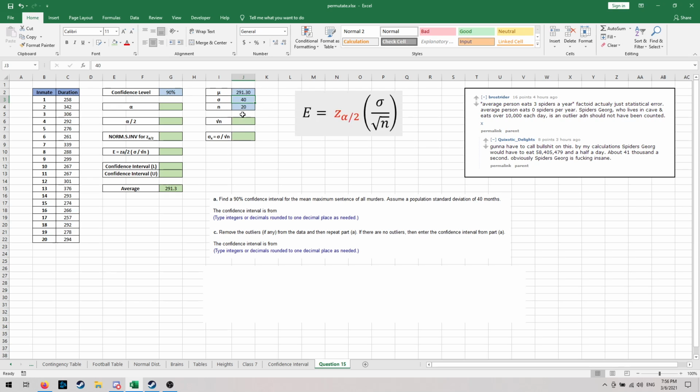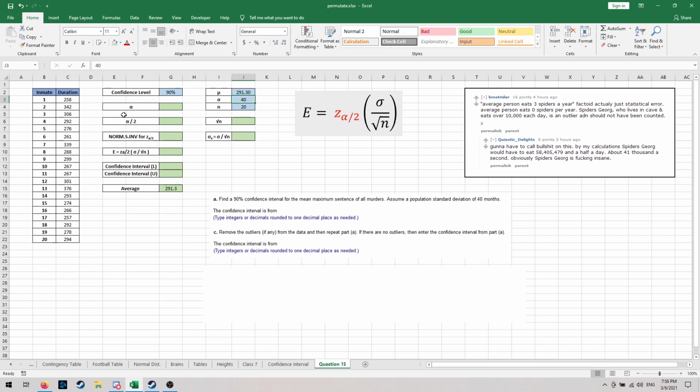So now that we have these four numbers, this is actually everything we need to finish out our equation. We're just going to go left to right, just like we're reading it, and do it one part at a time. The very first thing we need to do for this equation is figure out the value of Z alpha divided by 2.